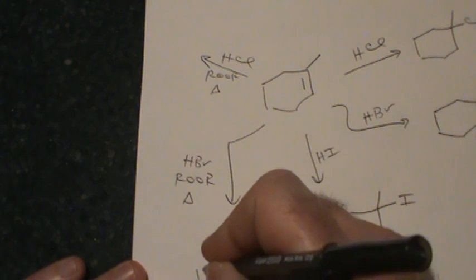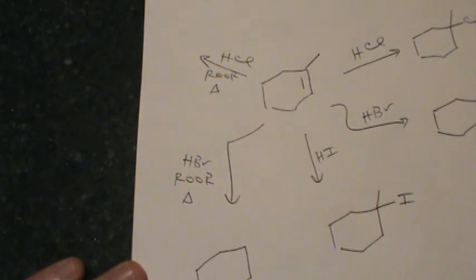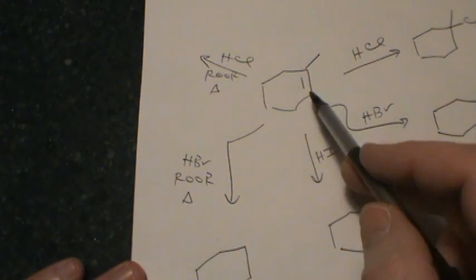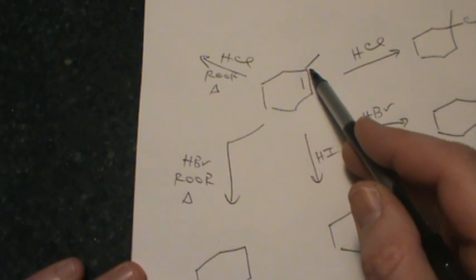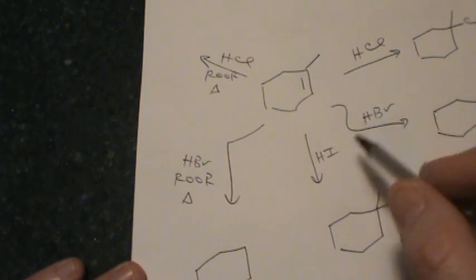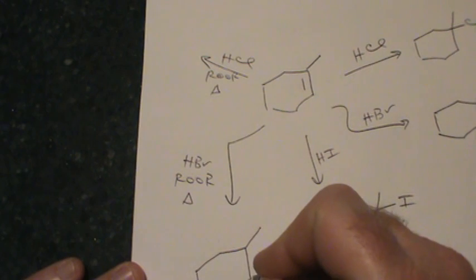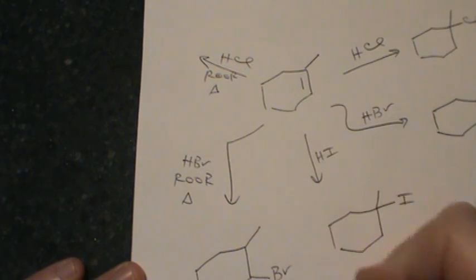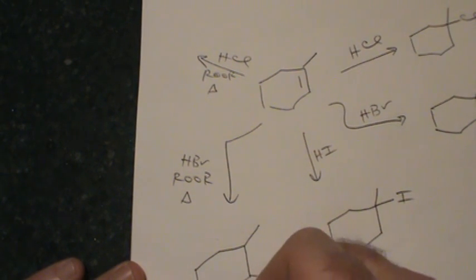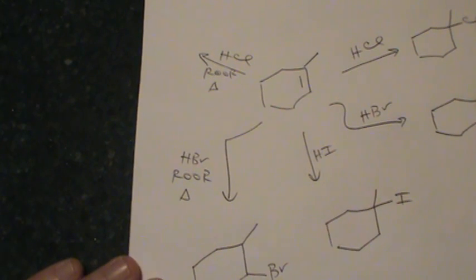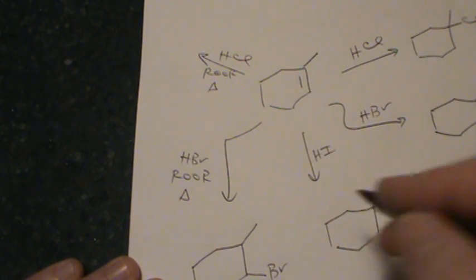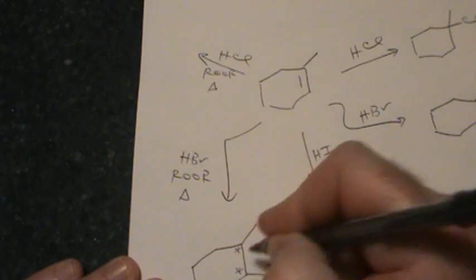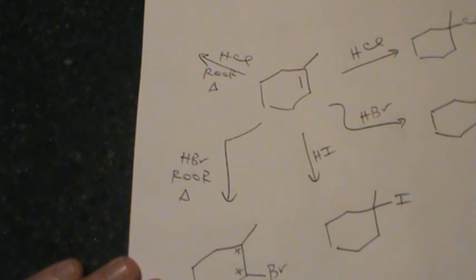What does that product look like? Well, it's an anti-Markovnikov reaction, which means the hydrogen adds to the more substituted carbon and the bromine to the less. There won't be any particular stereochemistry in this particular reaction, so you're going to form a racemic mixture. Notice that there are stereogenic centers here and here. You're going to form an optically inactive mixture of stereoisomers.